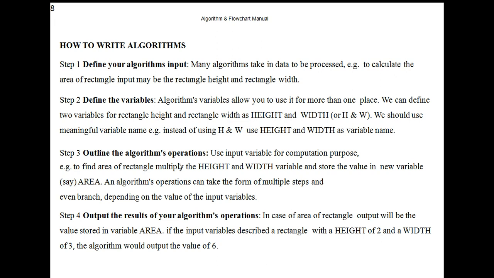So these are the four steps. The first step is define your algorithm's input. Second, define the variables. Third step, outline the algorithm's operation. Fourth, output the results of your algorithm's operations. So these are the four steps using which you can write algorithms.